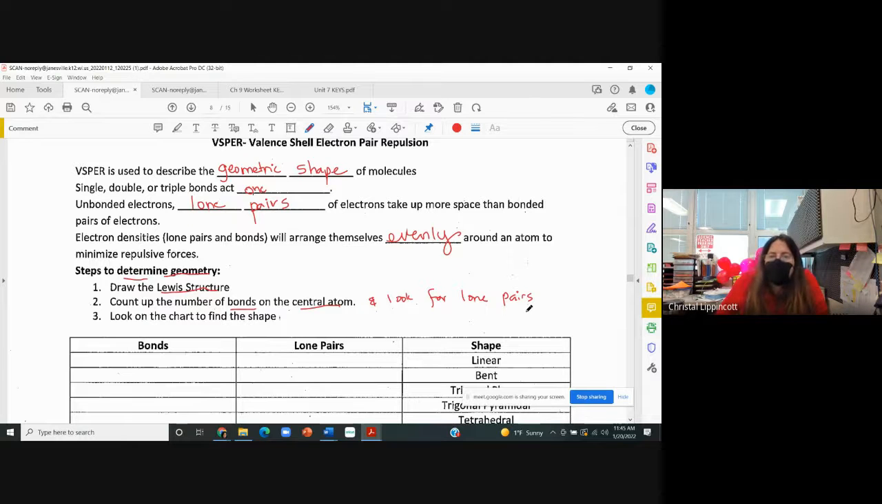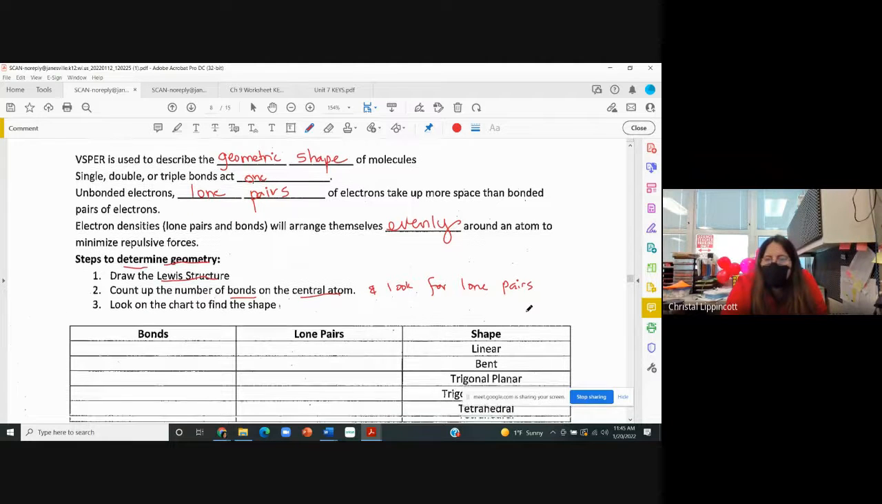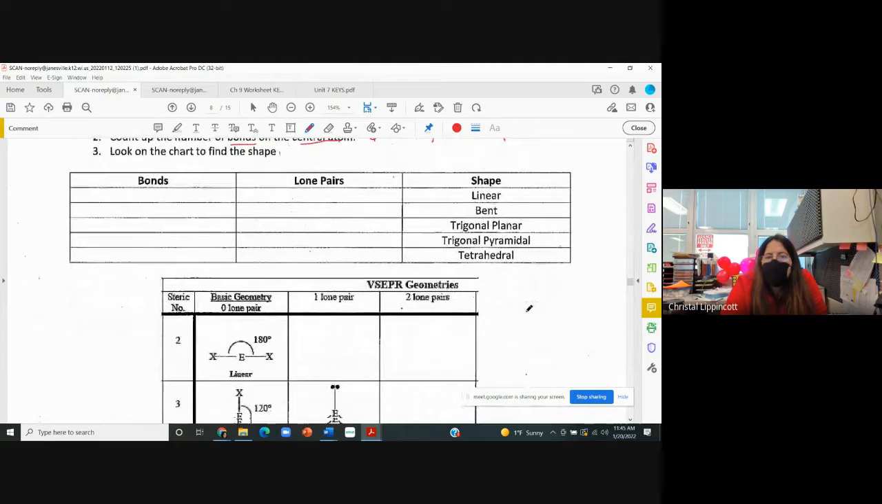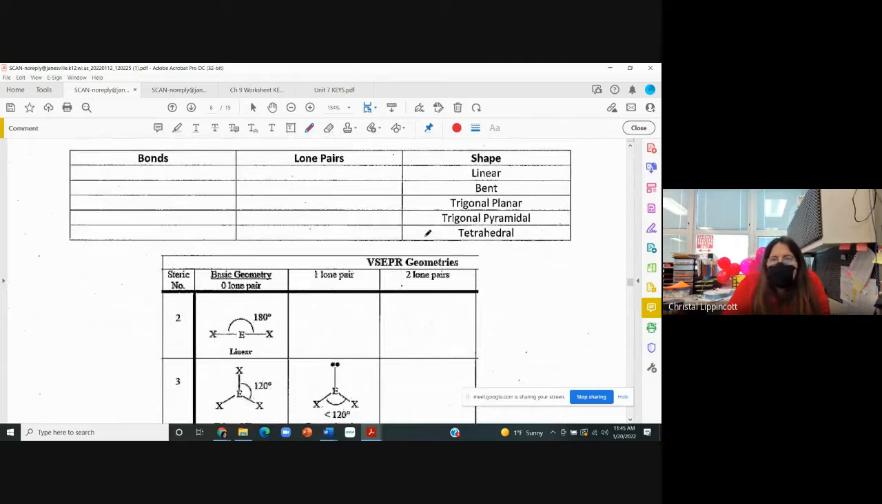And that will determine your shape. So the shapes that we're going to cover in here are the following. Okay. The first one is called linear. So an example of this would be when we did our carbon monoxide today. This would be linear. Okay. They're going to be pushing away from each other. They're going to be in the same plane with one another.